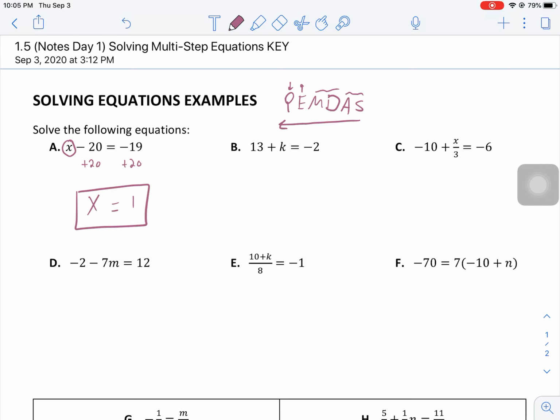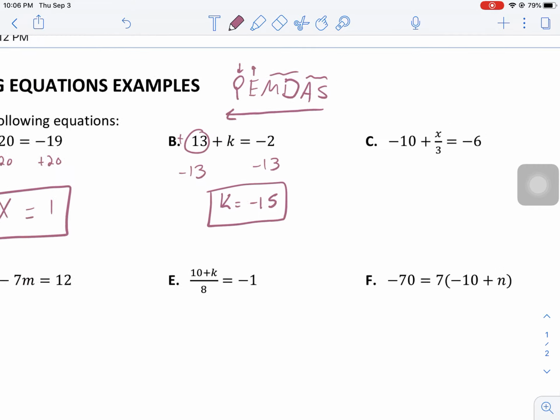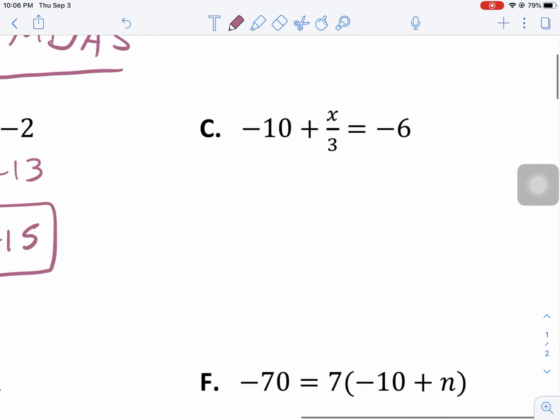So the next one, 13 is being added to k because it's a positive 13. So in order to get that off of there, we subtract the 13 from both sides. And now we have k is equal to negative 15. Okay, the next one is our first multi-step equation. So, multi-step just means that it's more than one.